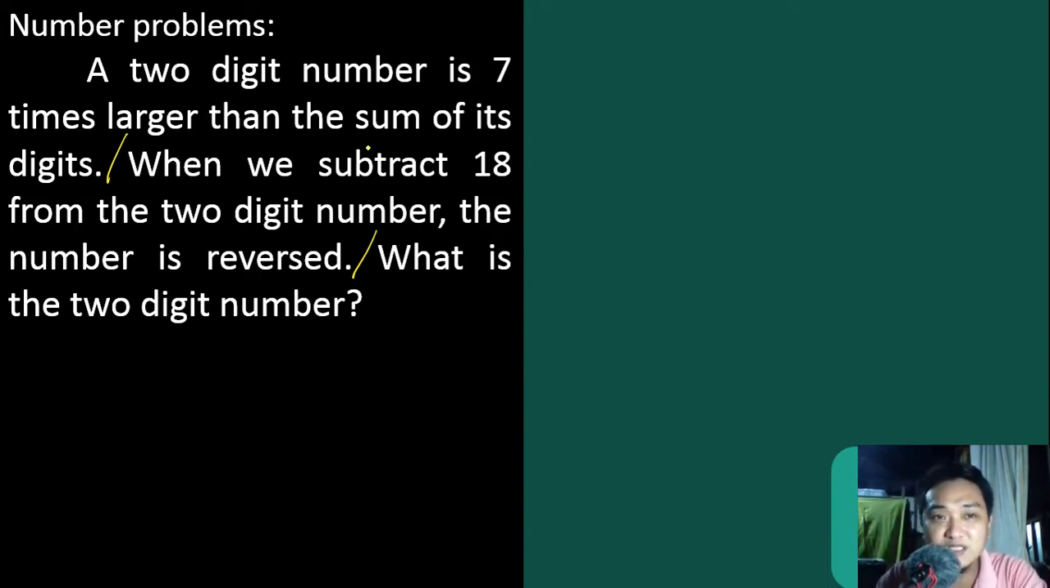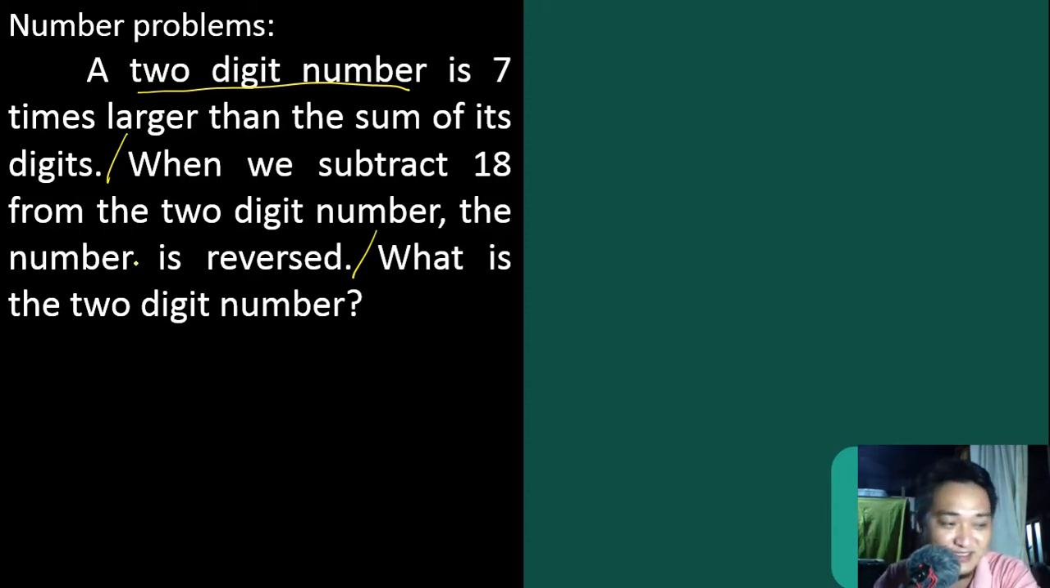Again, unawain uli nating mabuti kung ano yung nais ipahiwatig nung problem. At tingnan natin kung may known and unknown variables. Tapos, let us try to express those statements into linear equations. So again, yung may 2-digit number daw na 7 times larger than the sum of its digits. Bago natin isipin yung 2-digit number na 7 times larger than the sum of its digits, isipin muna natin kung paano natin i-express itong 2-digit number in equation.